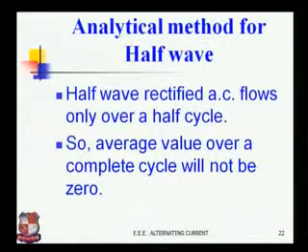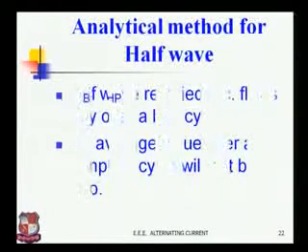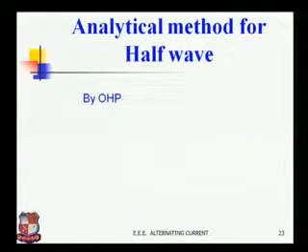Now as we discussed earlier, for half wave rectifier AC flows only over a half cycle, so average value over complete cycle will not be equal to 0. An analytical method for half wave is already discussed.